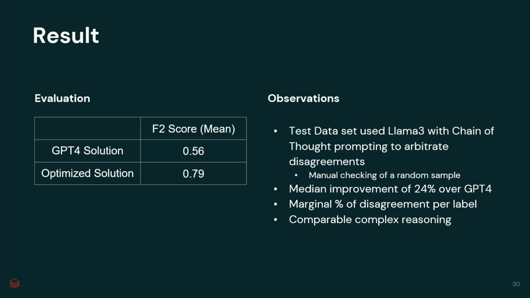Using the same transcripts in our optimized solution, we actually got an average F2 score of 0.79. We also observed a median improvement of 24% over GPT-4, which means that any particular label saw a 24% F2 improvement over the previous solution. We dug into the disagreements between the classifiers and the source of truth, and we saw a very marginal percentage of disagreement for each given label. And lastly, on comparable complex reasoning, we found that the classifiers produce results that are similar to what a complex reasoning model would do.